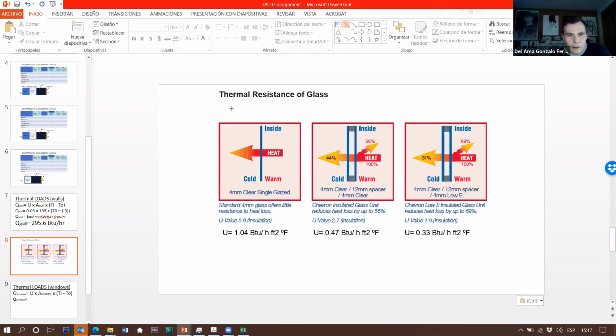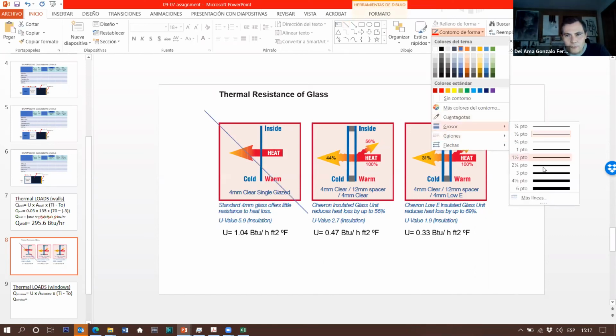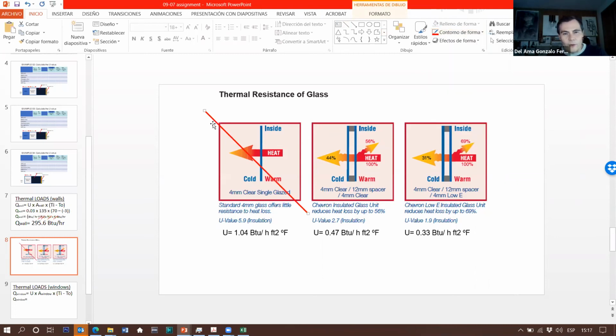We are not using single windows anymore because, no, I don't think they are even legal for buildings. You can use single windows in cars or whatever, but in buildings, single windows are forbidden and they have a very high U value. So we have to use at least double glazing. A typical value of a double glazing can be from 0.3 to 0.5.